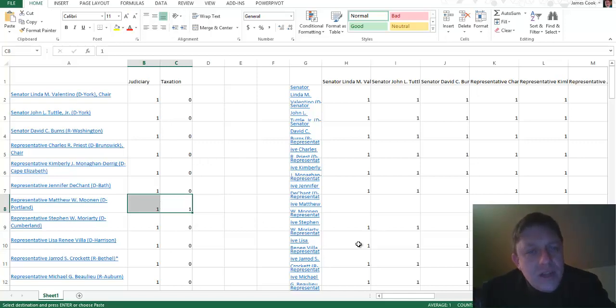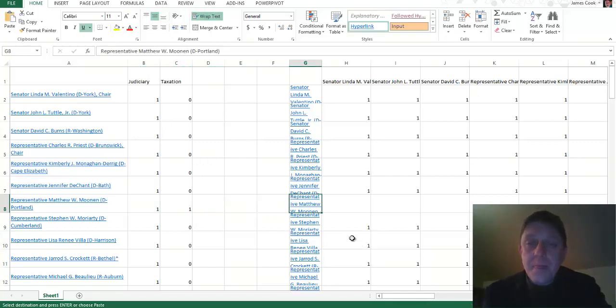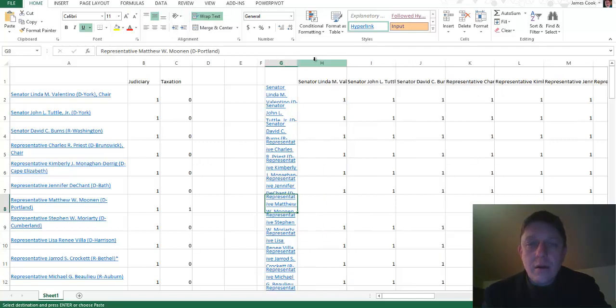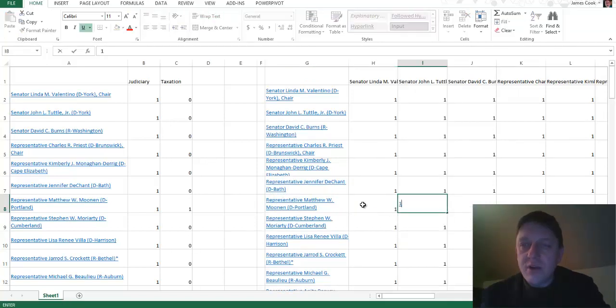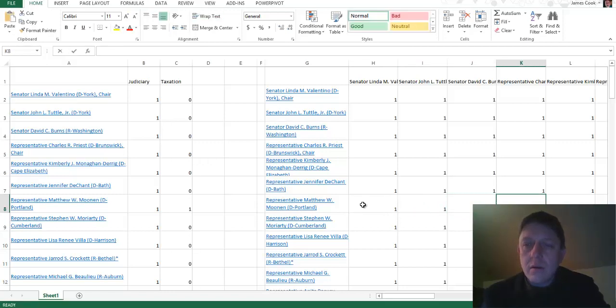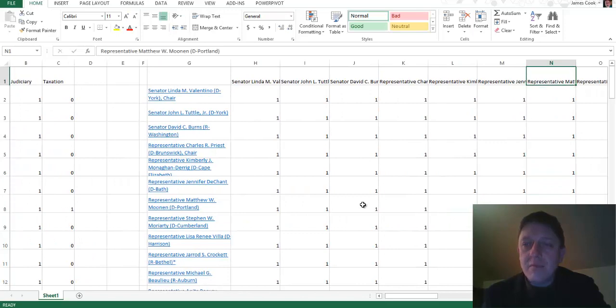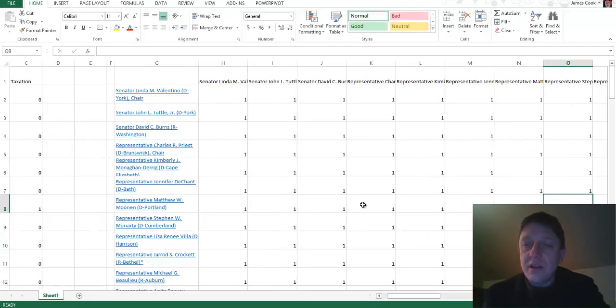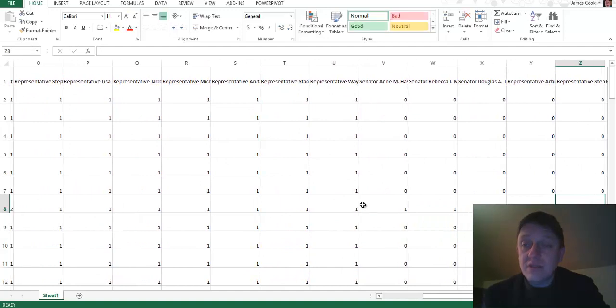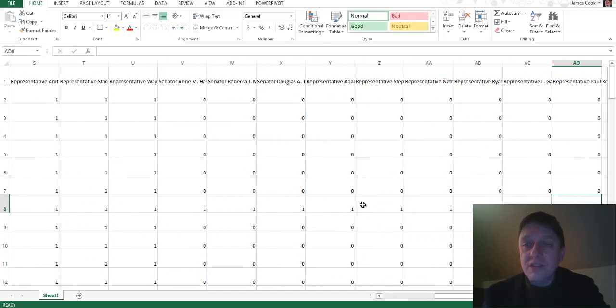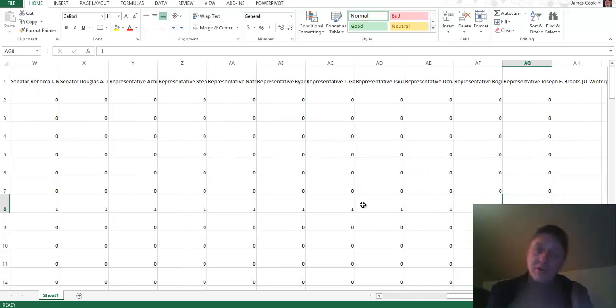Well, who is the everybody who's on both judiciary and taxation? Matthew Moonen himself. So, for Matthew Moonen of Portland, we're going to expect to see ones for everybody except Matt Moonen, because he shares 2 committees with himself. He shares 1 committee with everybody else in this matrix. What kind of matrix is it? It is a one-mode matrix because the columns and the rows are the same. And it is a persons by persons matrix, talking about the shared committees between people.